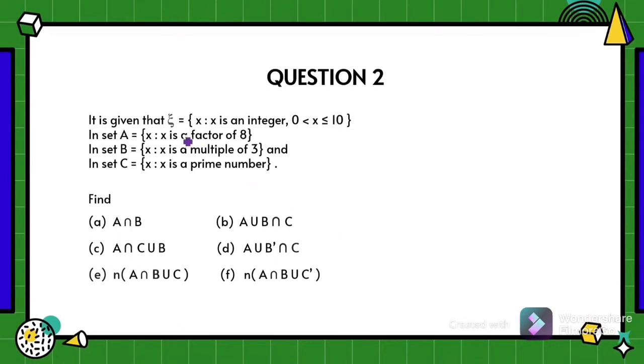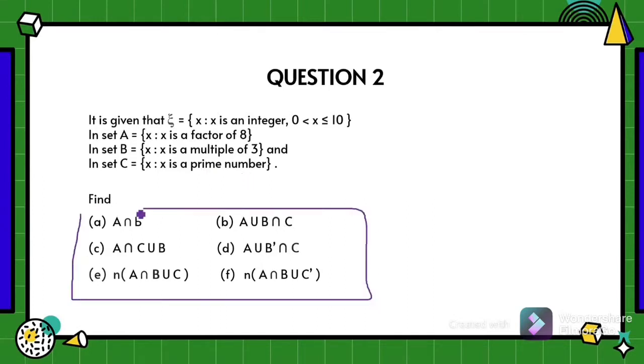Question: given that in a universal set, x is an integer from 0 to 10. In set A, x is a factor of 8. Set B, x is a multiple of 3. And set C, x is a prime number. This is the question that they want us to find.